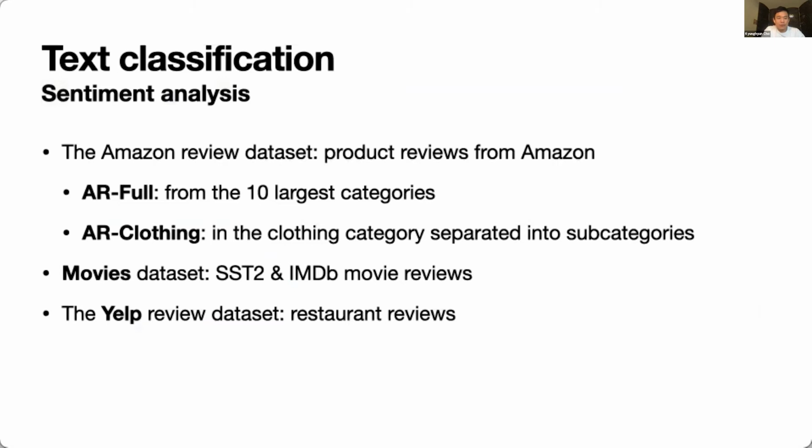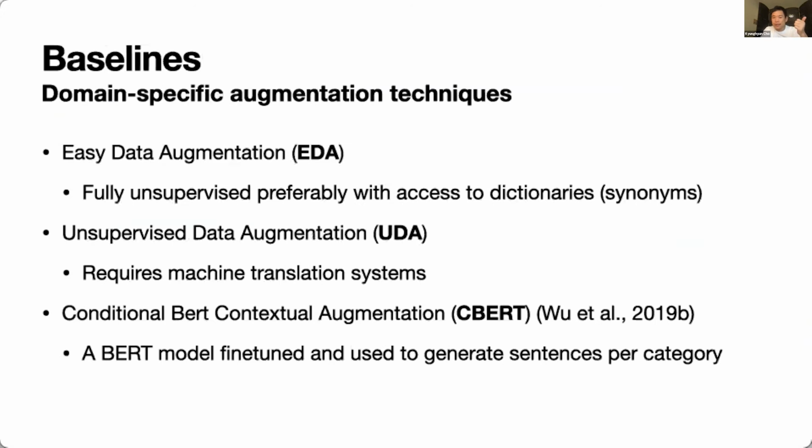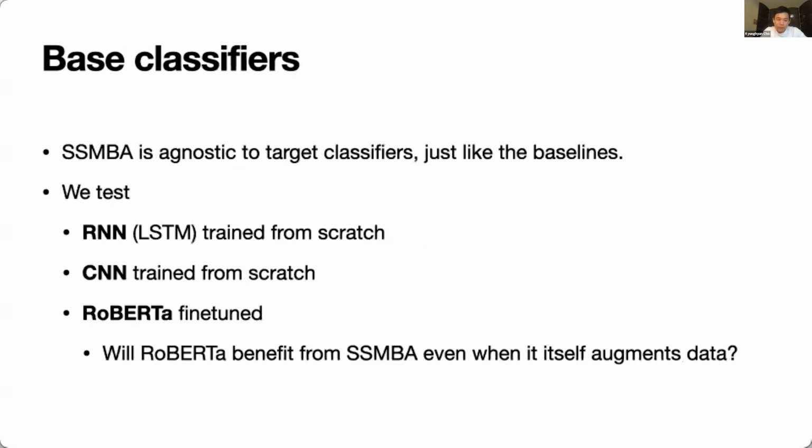We did some extensive experimentation on text classification as well as machine translation, but I'm going to go through quickly what we did and what kind of improvement we see. We compared it against easy data augmentation, which we talked about earlier; unsupervised data augmentation, which is a name used to describe the round-trip translation idea; and also conditional BERT contextual augmentation, where the BERT or masked language model is fine-tuned to generate sentences for each of the categories. We tested this data augmentation method with a recurrent neural net or LSTM classifier trained from scratch, a convolutional network trained from scratch, as well as RoBERTa, the masked language model we use to perform the data augmentation directly by fine-tuning it.